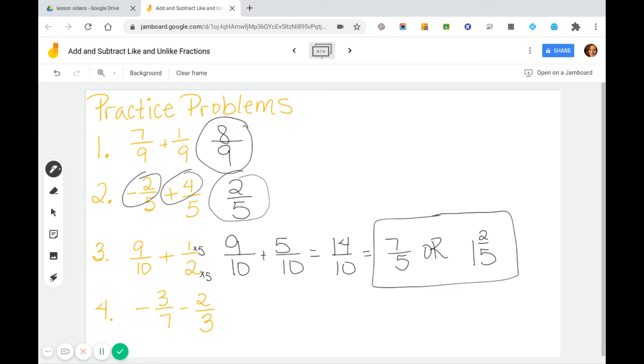Okay. Number 4, I've got a 7 and a 3. I know 7 and 3 will both go into 21. So I'm going to rewrite both of these with the 21 on the bottom.